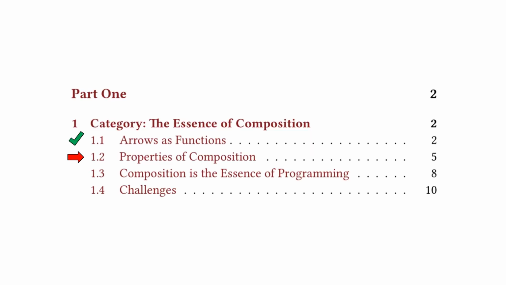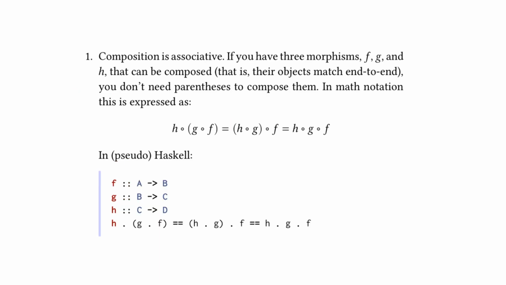APL actually has a symbol for composition. So what we saw before, that they said, oh, you can do this in Haskell with Unicode, is actually just exists in APL. So I just solved the exercise. Life hack. Moving on to the second subsection, 1.2, properties of composition.